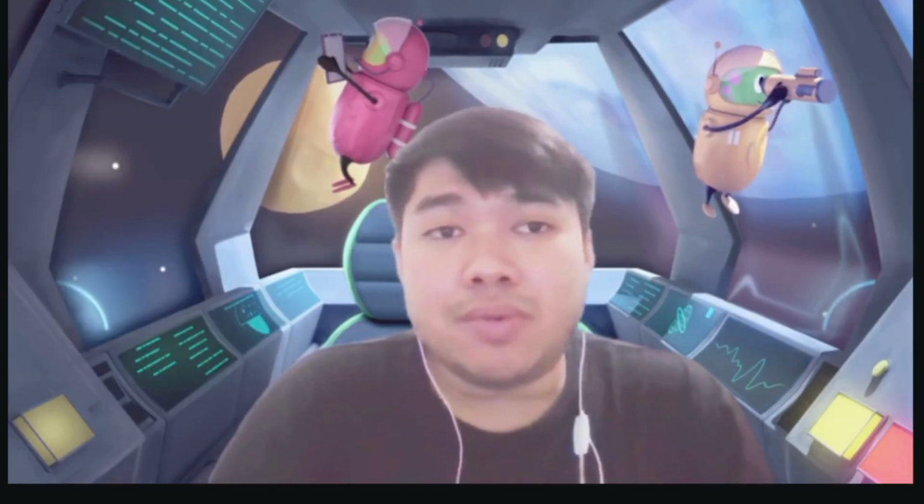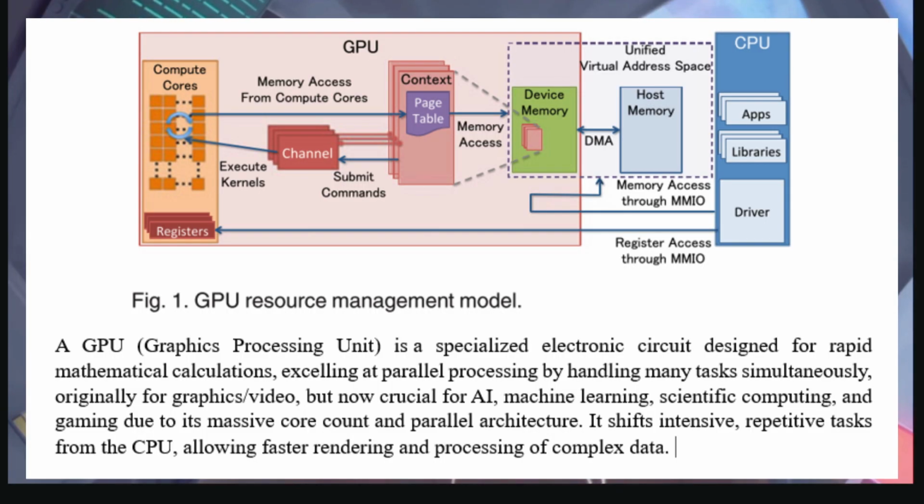So for the overview of the GPU, or graphics processing unit, it is a specialized electronic circuit designed to manipulate and alter memory to accelerate the creation of images in a frame buffer intended for output to a display. Unlike a CPU, which is designed for general purpose serial processing, handling one complex task at a time, a GPU has a massively parallel architecture. It consists of thousands of smaller, more efficient cores designed for handling multiple tasks simultaneously.